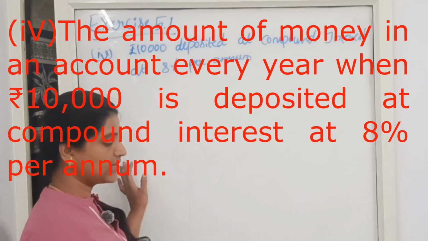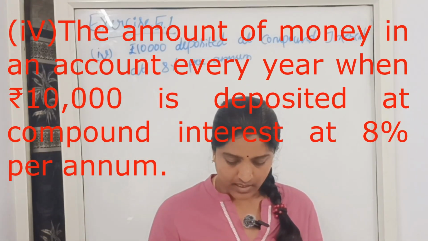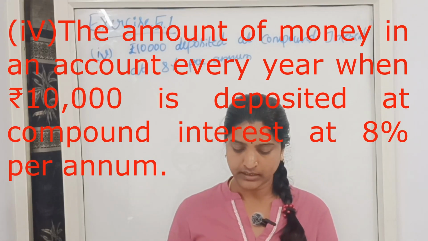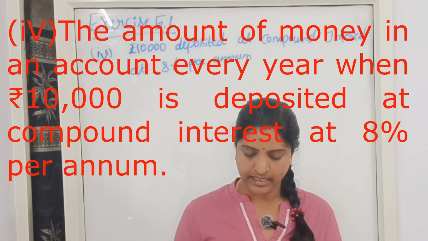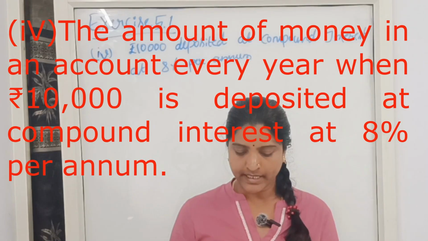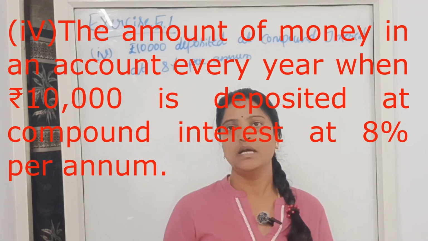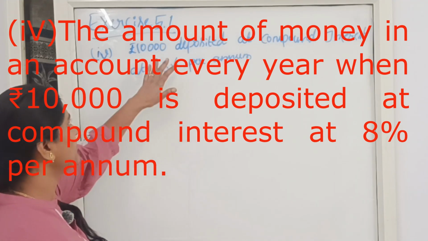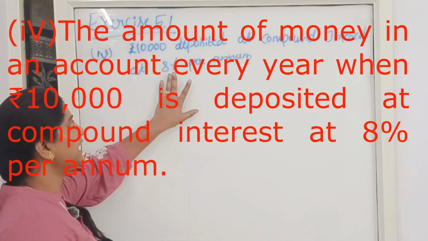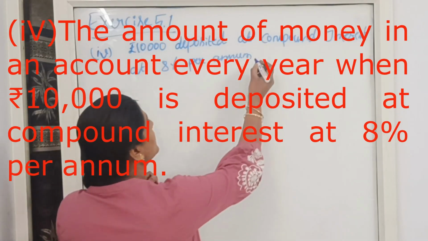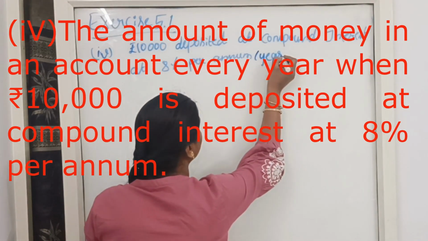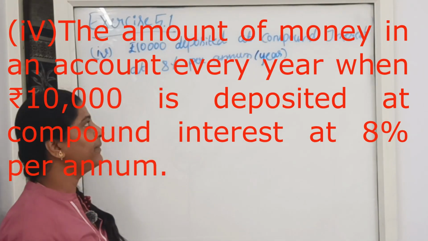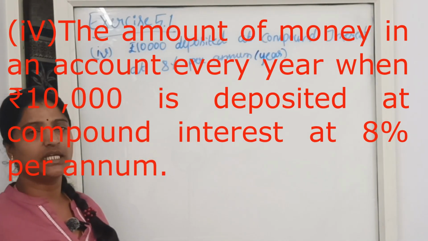The fourth sum under exercise 5.1. The amount of money in the account every year when 10,000 is deposited at compound interest at 8% per annum. It is compound interest. So the amount deposited is 10,000, interest is 8%. Per annum is nothing but per year. So let us find out the amount by applying the formula and we'll check it.